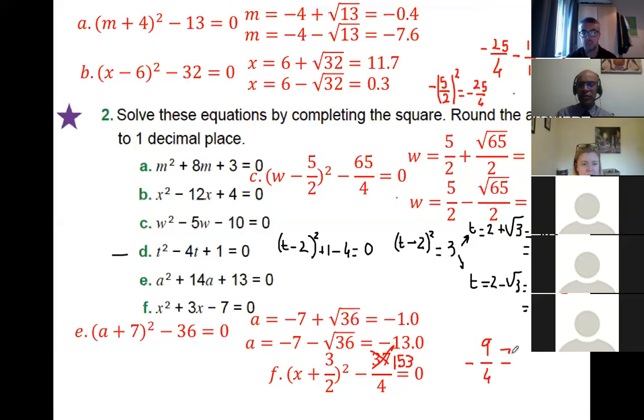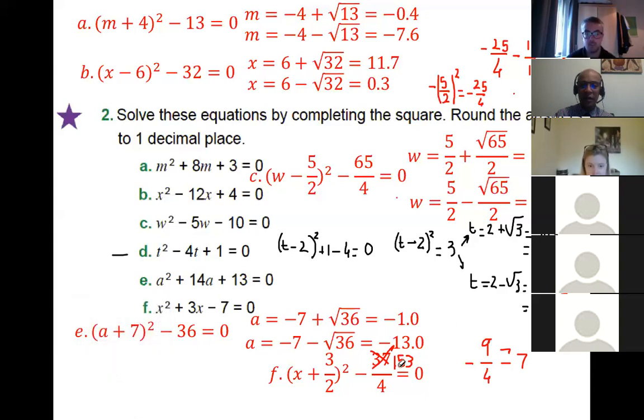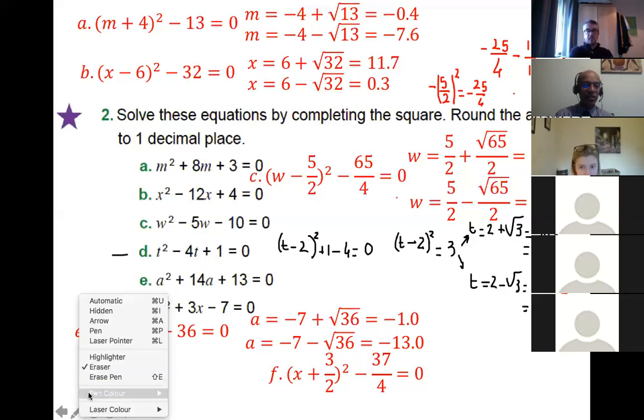I was getting mixed up with the 36 underneath. Yeah, it's minus 7. So it's minus 28 minus 9, and that is your minus 37. I got mixed up with another one just there. Minus 7, so minus 7 minus 9 over 4. It's horrendous.